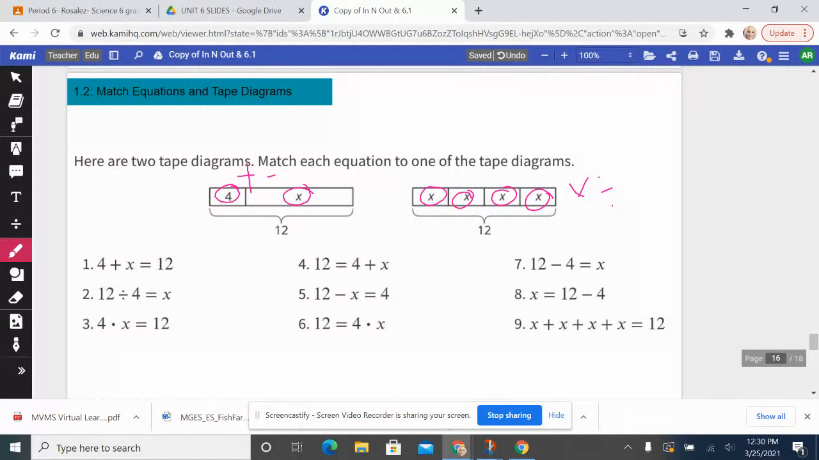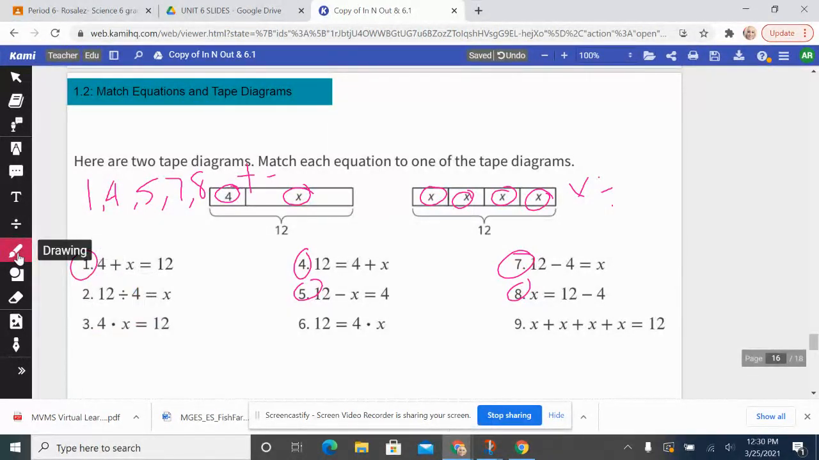So for this first one, number 1 matches it. Number 4 matches it. Number 5 matches it. Number 7 matches it. And number 8 matches it. Okay, so you're going to write what I have in pink next to that diagram. And then let me switch colors. I don't want you confused.